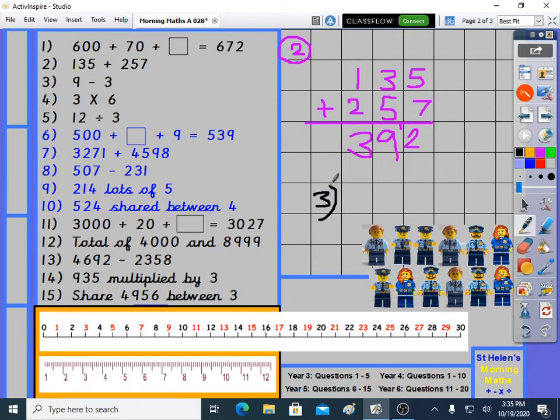And we're going to question 3. 9 take away 3, that's quite easy for us after what we've been doing lately. On a number line you could go to 9 and take away 3. 1, 2, 3, and the answer is 6.